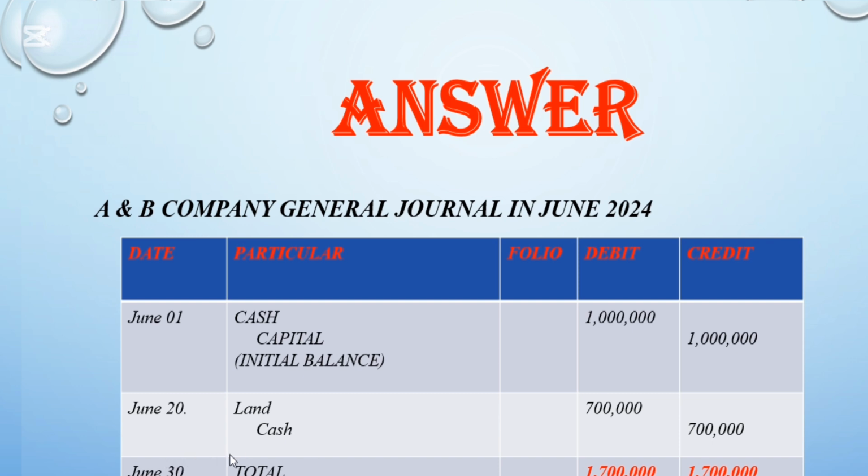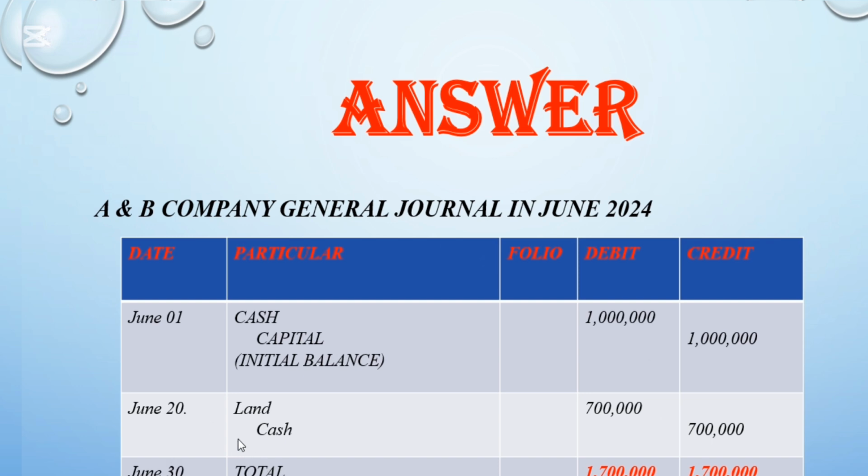So after all, we need to do what we call the total. We need to do a total at the final date of June, and you can see we need to add up this column. 1 million plus 700,000 is 1,700,000. So you can see debit is now equal to credit. This is how we record such a transaction.